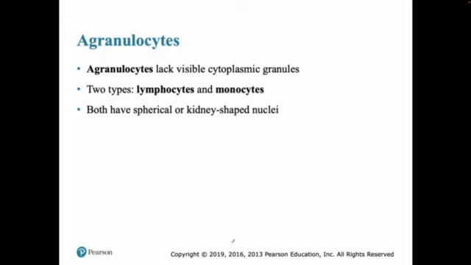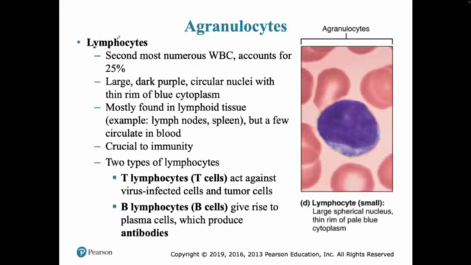The other category of WBC is agranulocytes. They lack visible cytoplasmic granules. They are of two types, lymphocytes and monocytes. The interesting thing about agranulocytes is that they have spherical or kidney-shaped nuclei. Lymphocytes are also very numerous, accounting for approximately 25% of WBCs. They have a large dark purple circular nucleus. This whole thing is the nucleus, so you can see the nucleus is big.